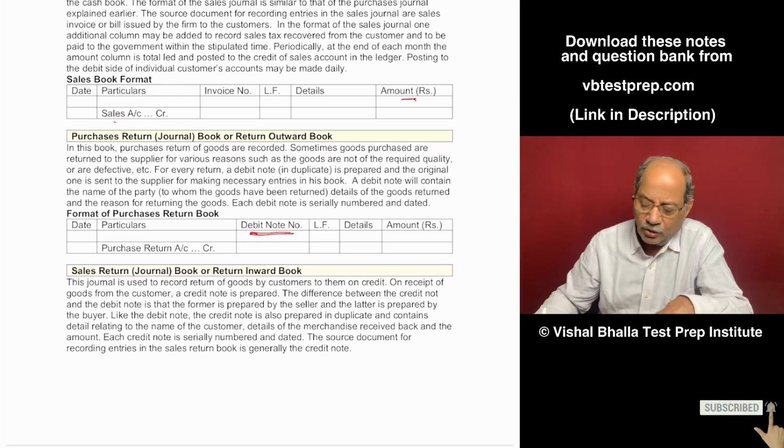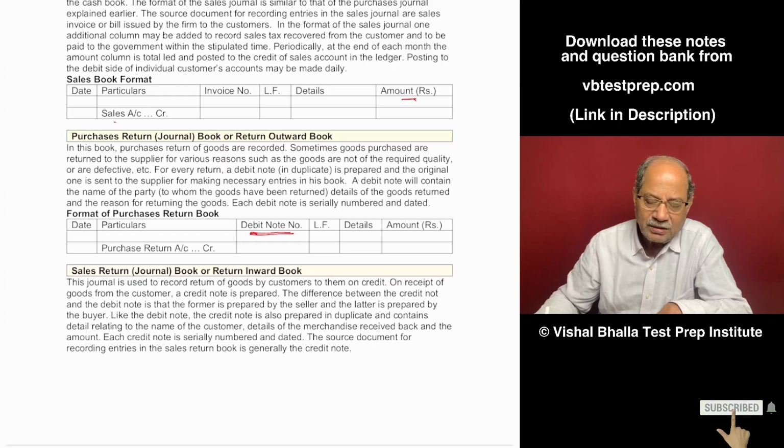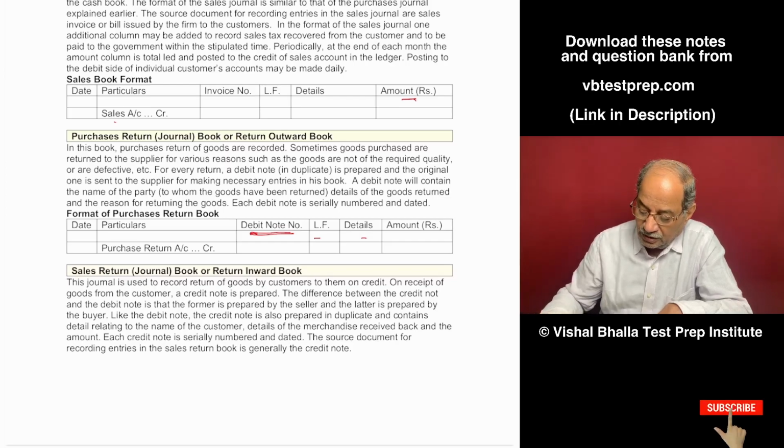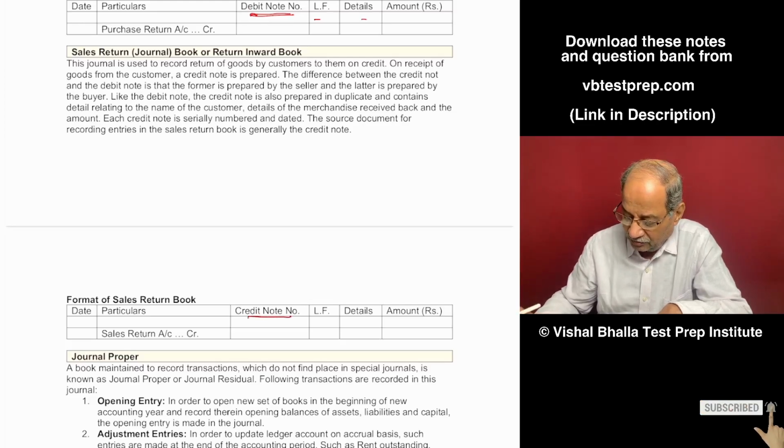The debit note contains only the statement, okay, we have debited your account on the part of this return of the goods. Again, ledger folio, details, same things will be there as you have done in the purchase book or sale book. Similarly, sale return book is there. Here, instead of invoice number, you will write credit note number. Means you are crediting this party because of sales return, and everything else will be the same.